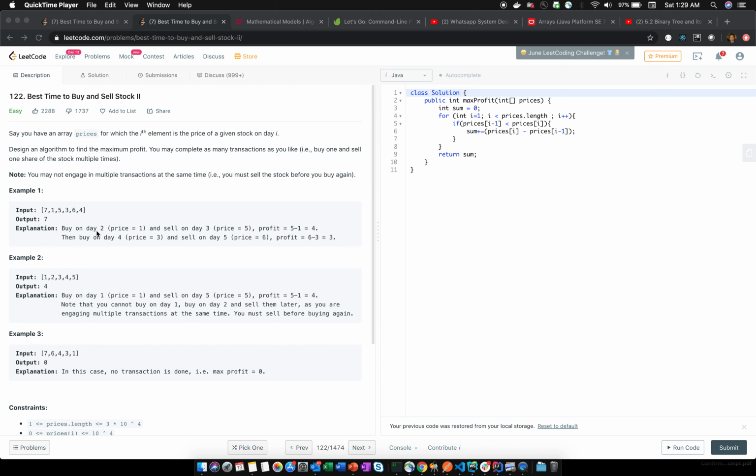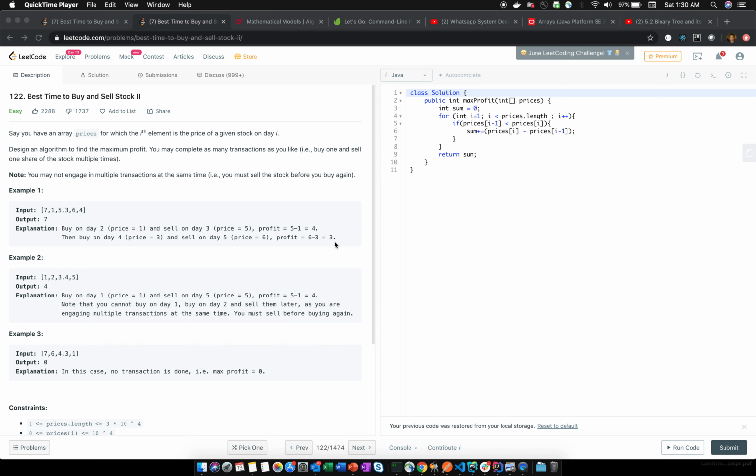It says buy on day 2, which is 1, a very low price, and sell on day 3, which is 5, so the profit is 5 minus 1, which is equal to 4, which is good. And then again we buy on the 4th day and sell on the 5th day, to get a profit of 6 minus 3 equal to 3.